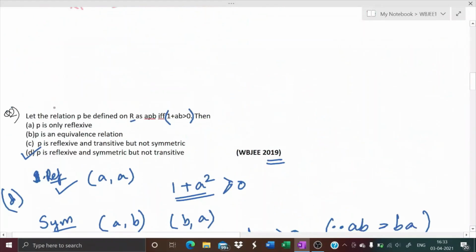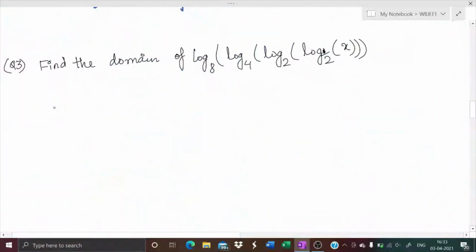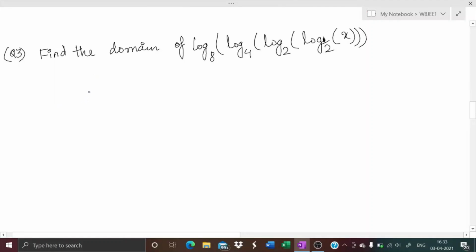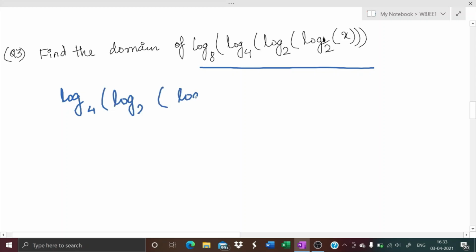Okay, now we will do questions on domain. Now see, suppose over here I have log. This is the question. Take anything inside the log, it should be positive, because log is only defined on positive values. So log 4, log 2, log half, this entire thing must be positive. Log 8, log something base 8, this something should be positive.